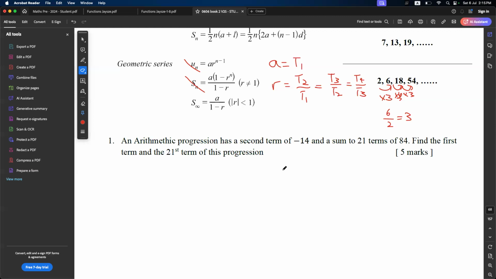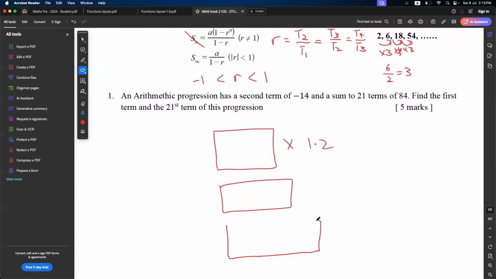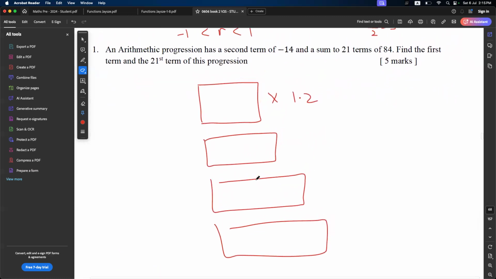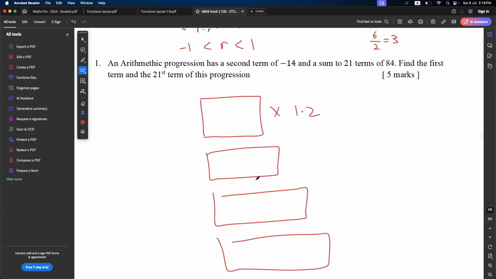Okay, let me tell you what it means for the R to be between 1 and -1. If it is either 1 or -1, let's use a box as a concept, okay? If we times the box by anything greater than 1, 1.2, that means the next one is going to be slightly bigger, then the next one even more slightly bigger, then the next one even more slightly bigger, right? And if we try to sum this all up, what will we end up in the end?